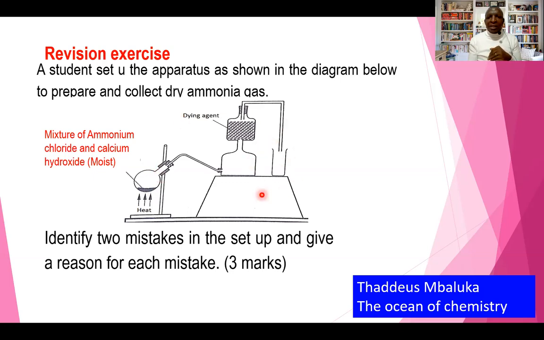Another mistake is wrong method of gas collection. Collecting ammonia gas by downward delivery is wrong because ammonia is less dense than air. Therefore, it cannot be collected by downward delivery. So the mistake is wrong method of gas collection.